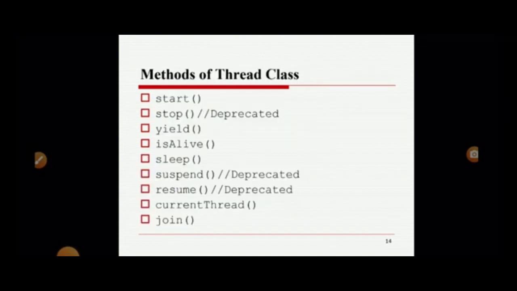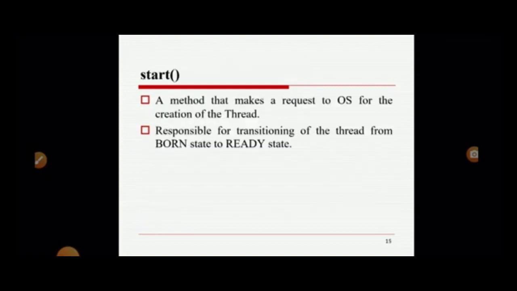Next we are going to discuss some of the methods in the Thread class: start, stop, yield, isAlive, sleep, suspend, resume, currentThread, and join. So what is the start method? A method that makes a request to the OS for the creation of a thread is called start. It is responsible for transitioning a thread from the born state to the ready state.